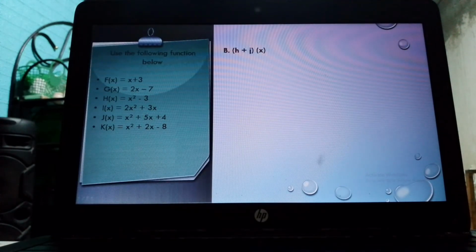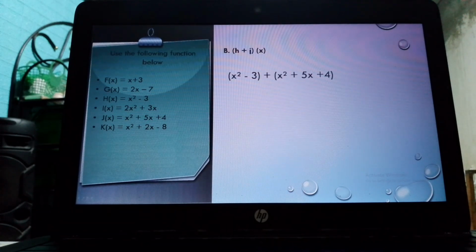So I have here functions below: f of x, g of x, h of x, i of x, j of x, k of x. Let us solve this first equation, h plus g of x. The function h is x squared minus 3, and the function g is x squared plus 5x plus 4. So our first step is to rewrite it down here.